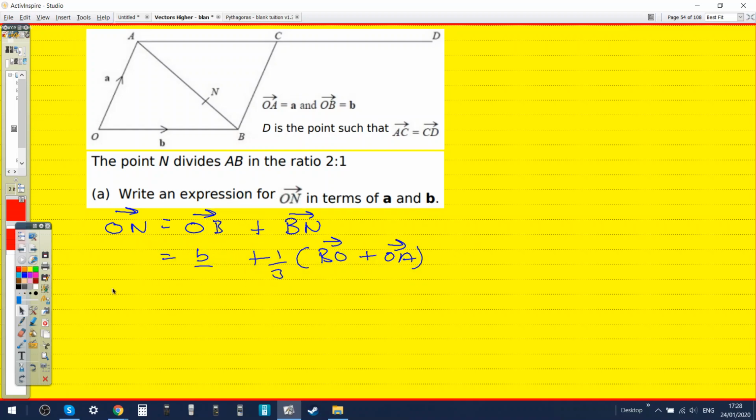Okay, yes. B O. Oh, okay. Yeah, I see. So B plus a third of minus B plus A. Minus B plus A. Yes.